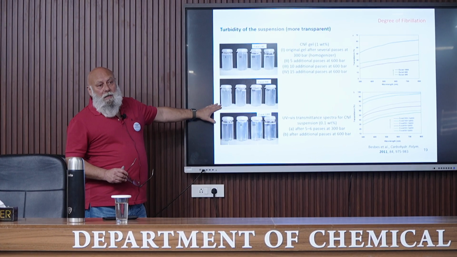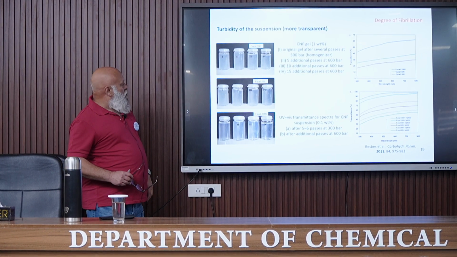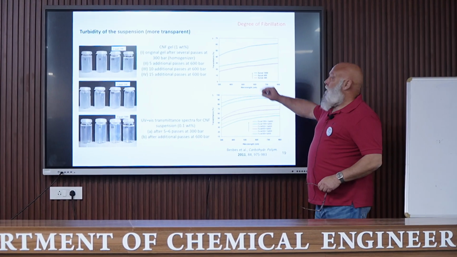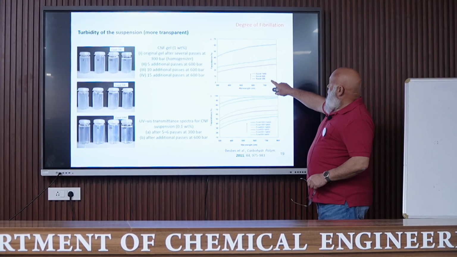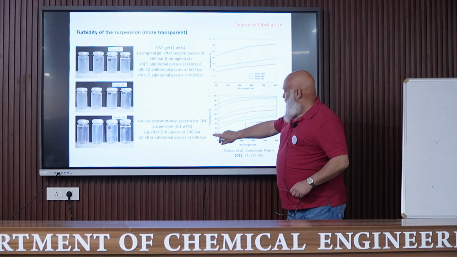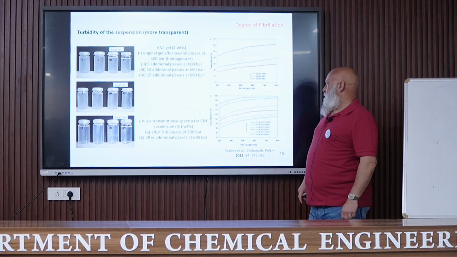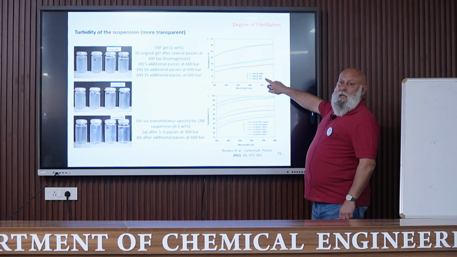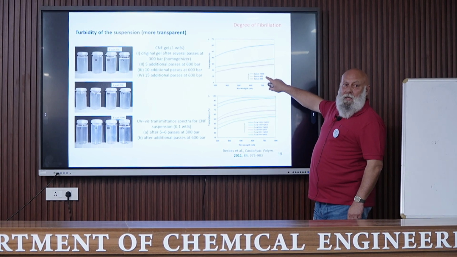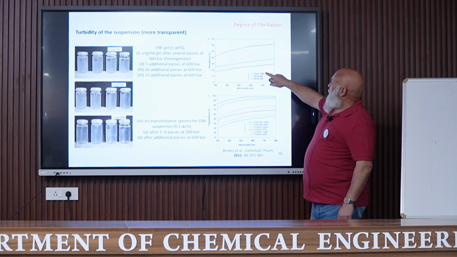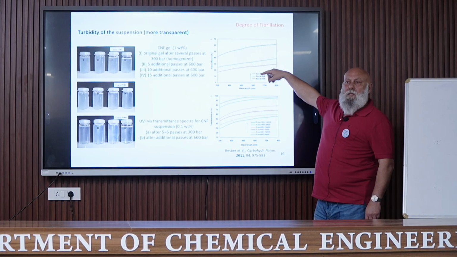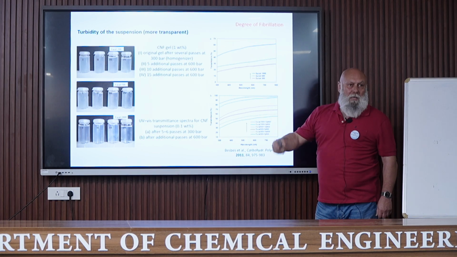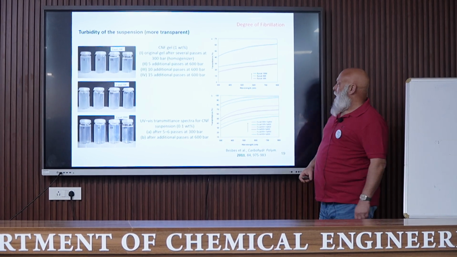So it's not easy to see the turbidity of the suspension from this figure, but we can determine the transmittance. You can see here, I don't remember, yes, it was after 5 or 6 passes at 300 bar, the different samples with different severity in the pretreatment. And what you can see is that when increasing the severity of the TEMPO oxidation treatment, the transmittance increases, meaning that the material is more fibrillated.